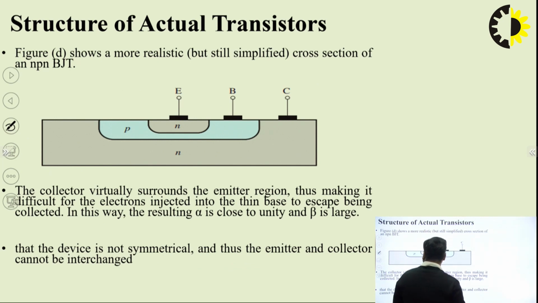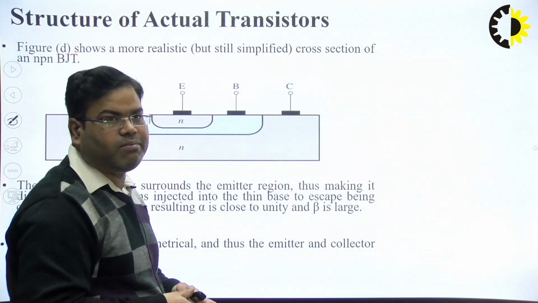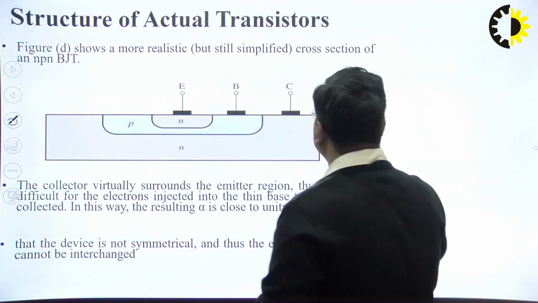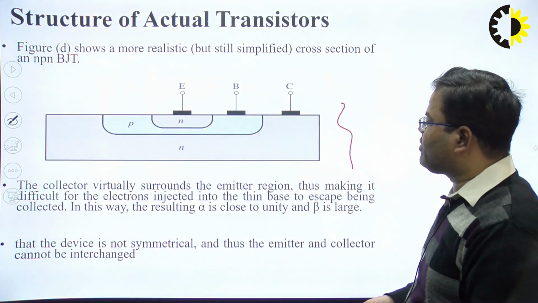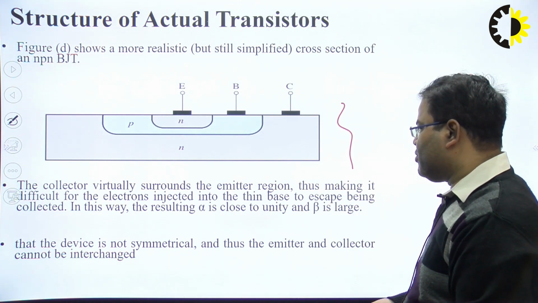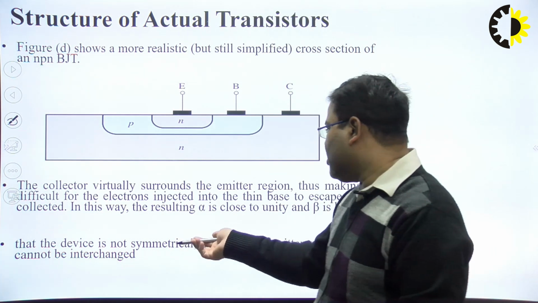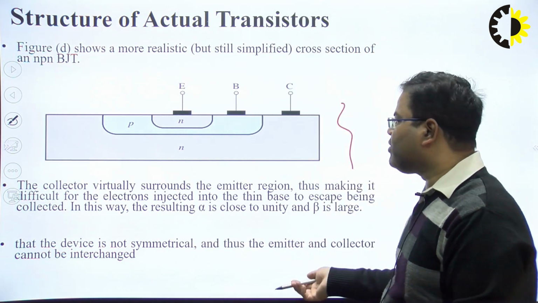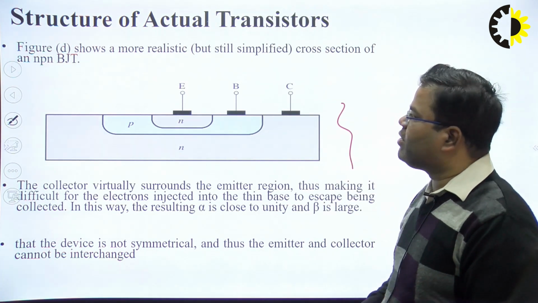So this is the basic of the NPN transistor, and this is the basic structure. This is the simplified structure of the BJT, bipolar junction transistor. Practically the device is not symmetrical, and the emitter and collector cannot be interchanged. So this is the structure of the BJT.